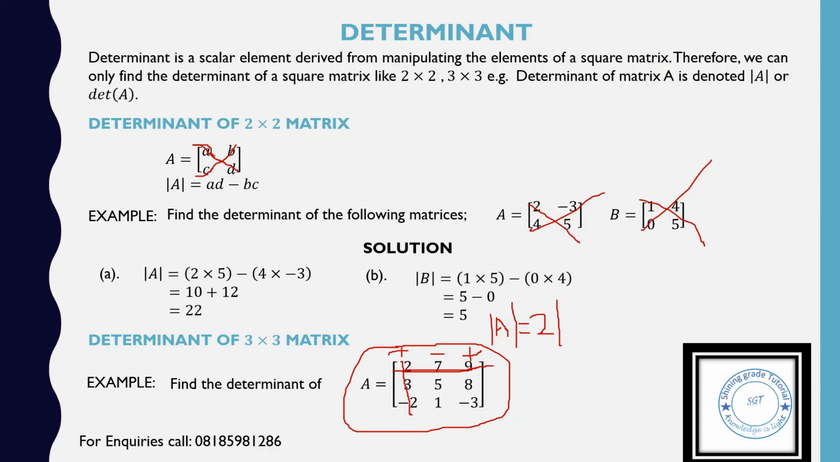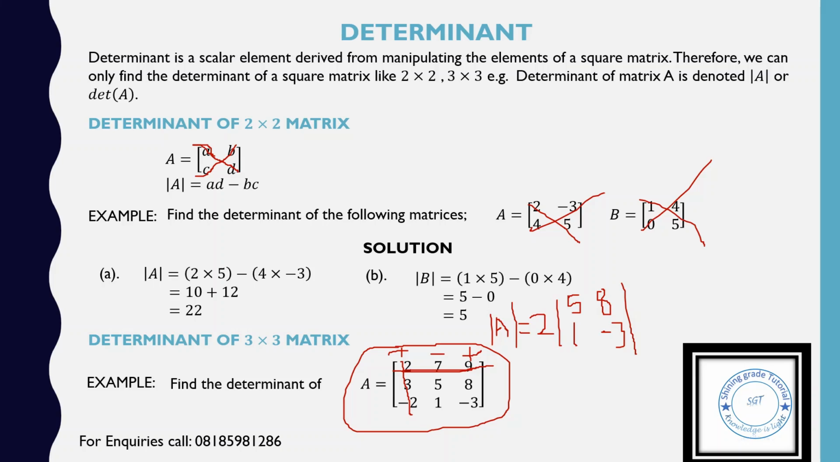So here we have 5, 8, and 1, and then 1, minus 3. So we have formed a 2 by 2. It will be 2 times the determinant of this 2 by 2 matrix.